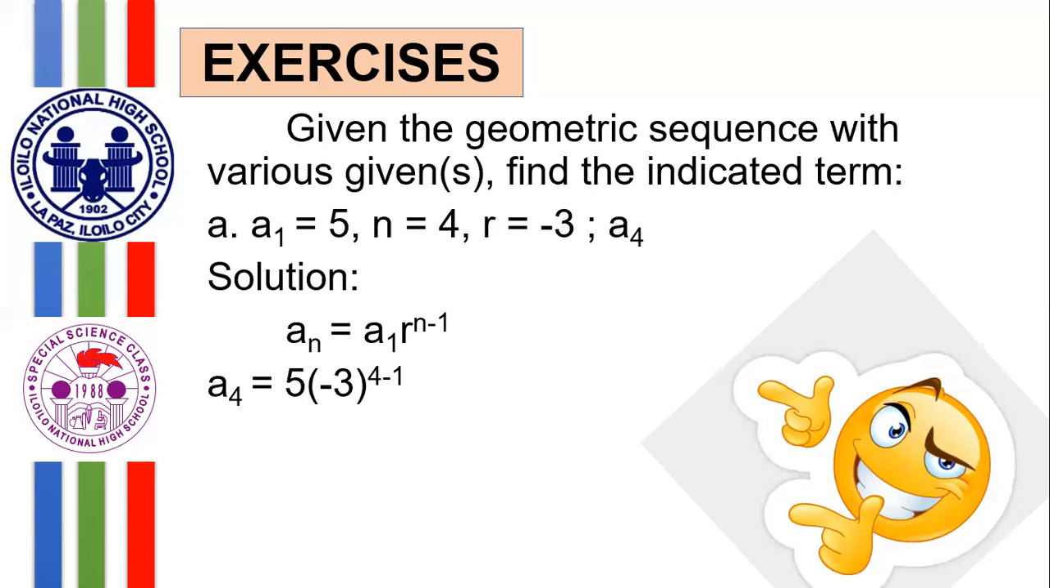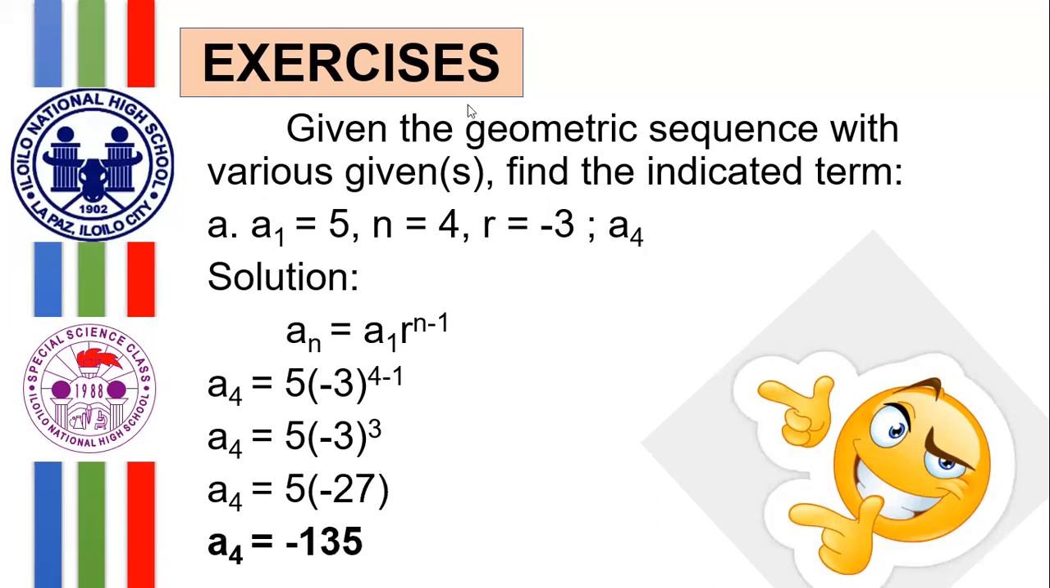So by substitution to our explicit form, all of these variables, you will have a sub 4 equals 5 times -3 raised to 4 minus 1. 4 minus 1 simplifies to 3. If you have -3 cubed, that means -3 times -3 times -3, or -27. Multiplying 5 and -27 gives -135. So the fourth term is -135. Let's proceed to another one. Letter B.